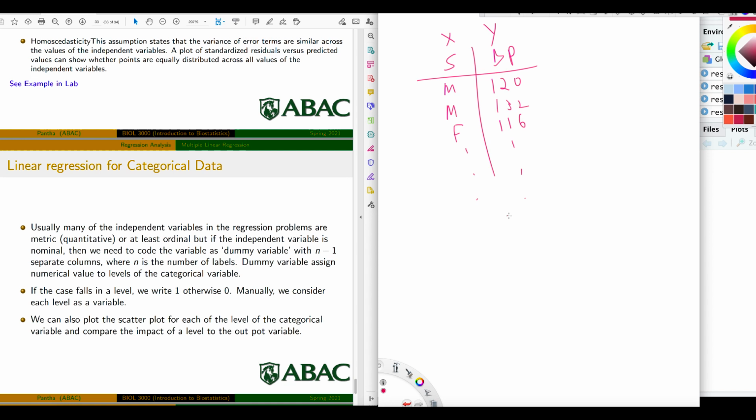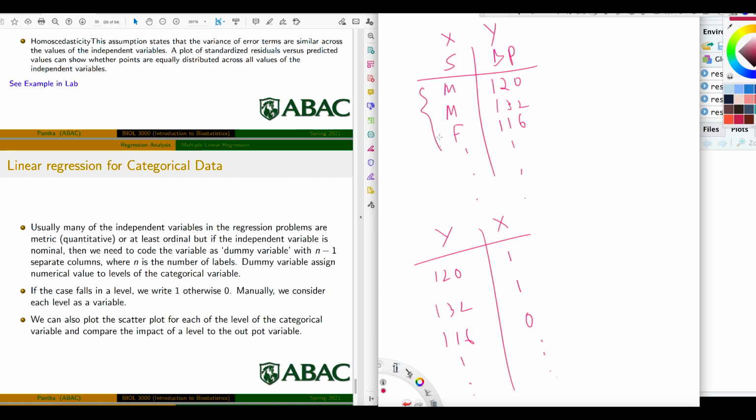So what you do instead is, let me write down the Y variable first, that is 120, 132, 116, and so on. That is the blood pressure. So we are trying to check if the blood pressure depends on the gender or sex or not. So this is the Y variable. For the X variable, I want to create a dummy variable. Dummy variable means we assign a number for these values. Let's say male is 1, female is 0. So what we write is 1, 1, and then 0, and so on. For male, you write 1, 1, and for female, you write 0.